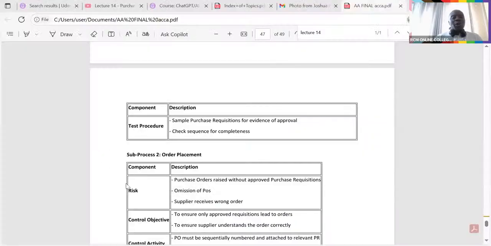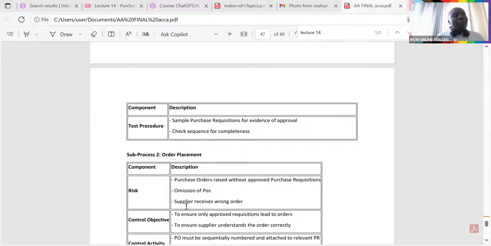Remember, when you are told to discuss the risk, you shall always look at what can go wrong. So the risk: purchase orders raised without approved purchase requisitions. Like this happens in the government, you just call somebody, you don't have a local purchase order, and you tell this person to just proceed. So this is a risk. The other risk is omissions of purchase orders because they have not been sequentially numbered. There's another risk that the supplier receives a wrong order.